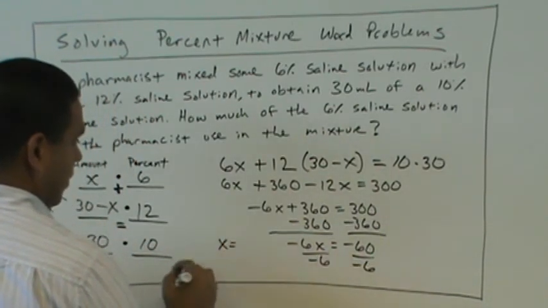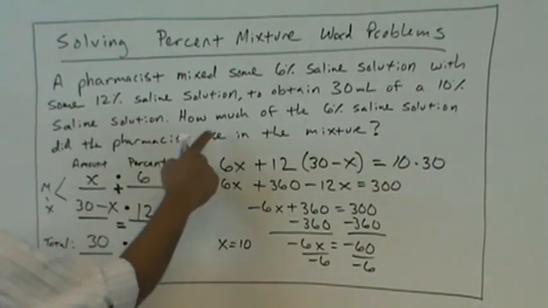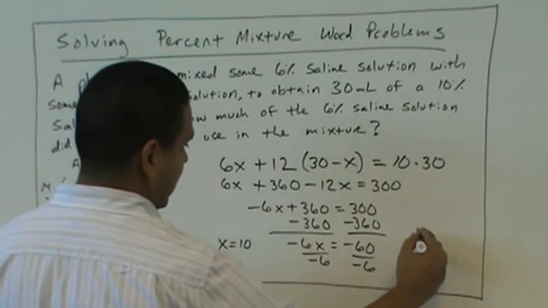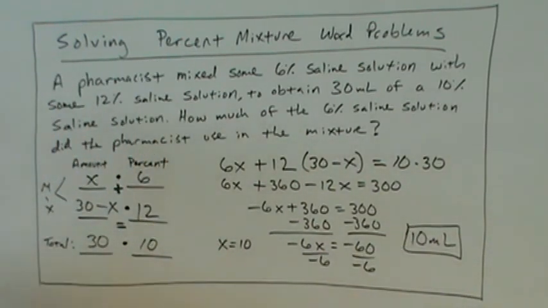X equals 10. X equals 10. So how much did we need? How many got 10? Alright, good.